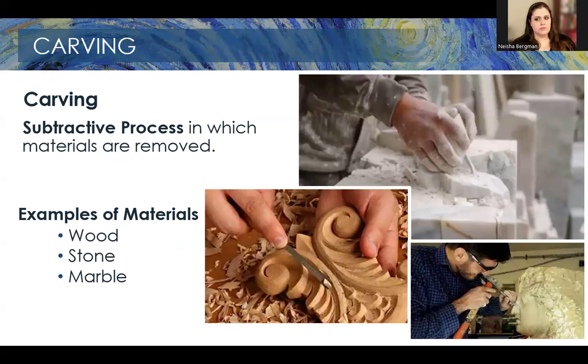So carving, subtractive, we use things like wood, which is really cool right here. We use marble, which a lot of ancient Greek and Roman sculptures are made of. Okay. And then just stone in general can be cut into.